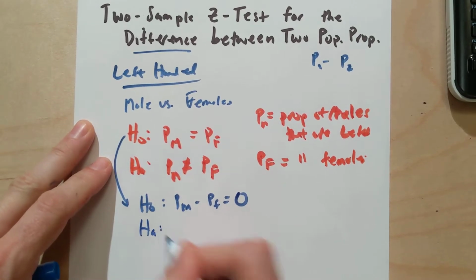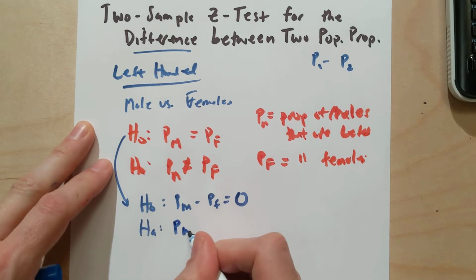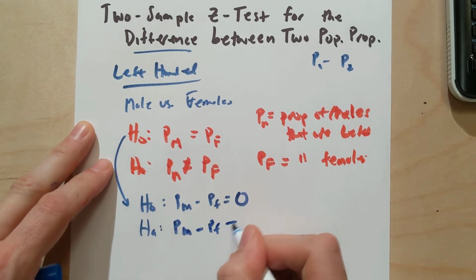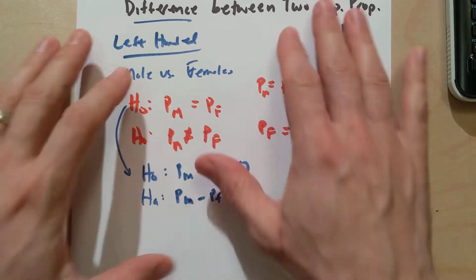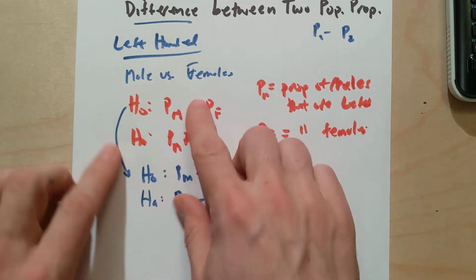Same thing then with the alternative. I could say the proportion of males minus the proportion of females is not equal to 0, and that would be a worthwhile alternative. So that's how we'll essentially start off by writing our hypotheses for looking at the difference between two proportions, right?